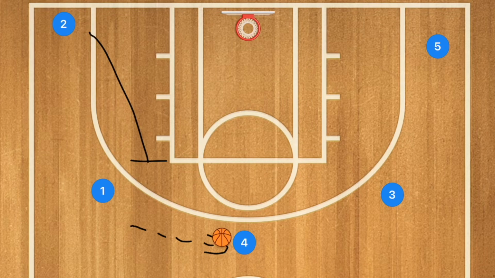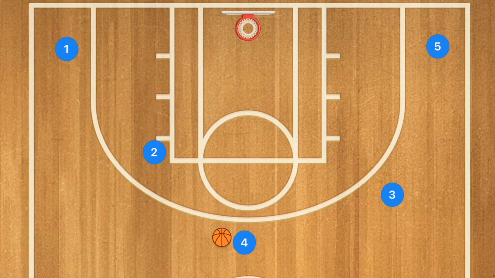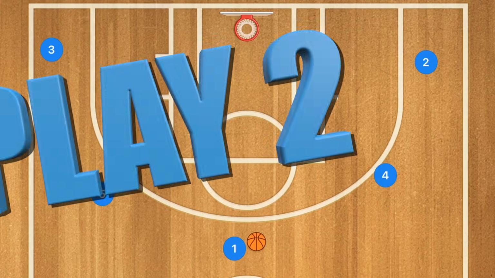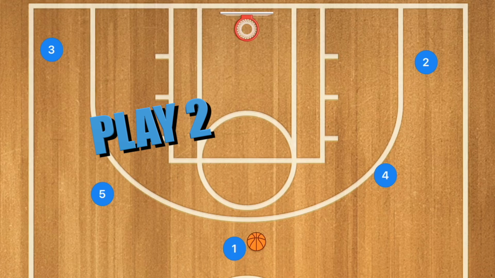We can then set that flare once again with player 1 passing to player 4, getting a back screen or a screen from player 2 as flare screen. Player 1 then cutting towards that corner, and then we would have player 4 have the option to pass to player 1 or have player 2 cut towards the rim, and of course have that secondary option as well with player 2. So this play I call the skip screen.